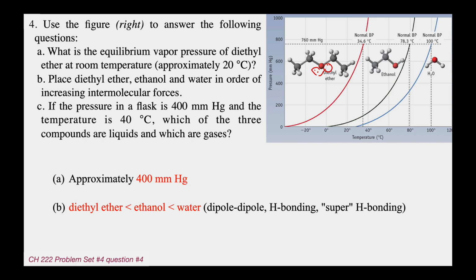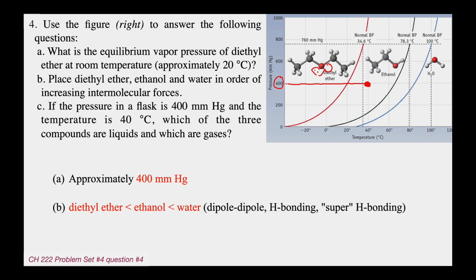The last question, it says, if the pressure in a flask is 400 millimeters of mercury and the temperature is 40 degrees, which of the compounds are liquids and gases? So here's what I would do for this problem. I would start at a pressure of 400 millimeters, and I would literally go over to where the temperature is 40 degrees. So I'm just going to take my little line, bam, it's crossing the diethyl ether line. It's going to stop right there. So that point is about 400 millimeters of mercury and 40 degrees Celsius.